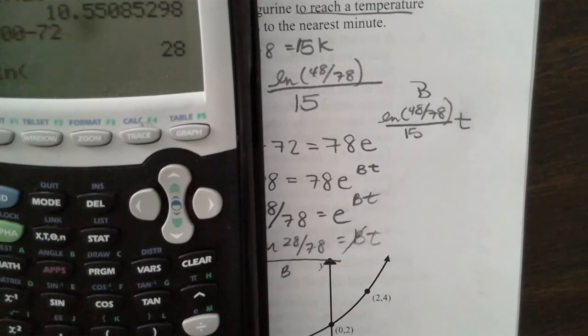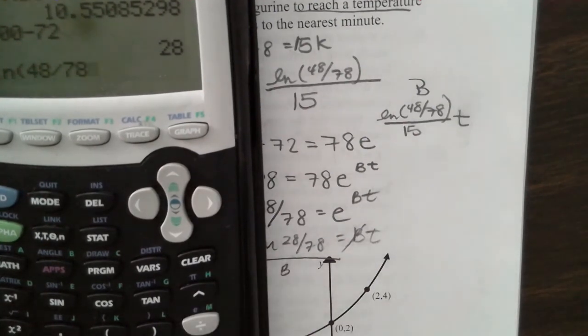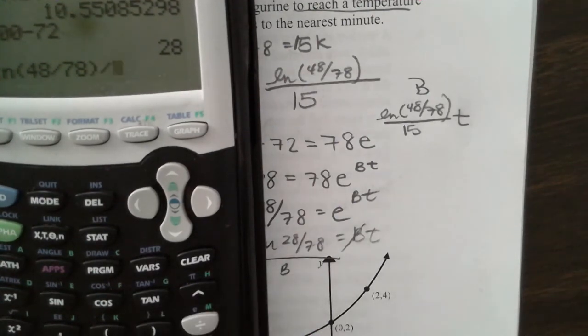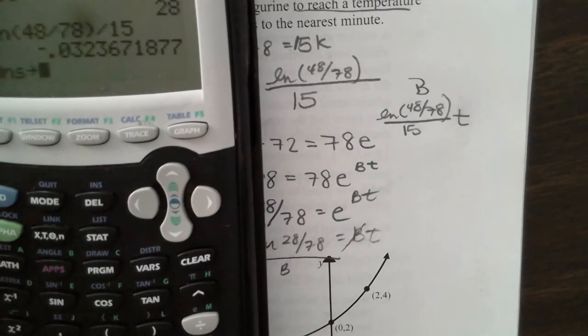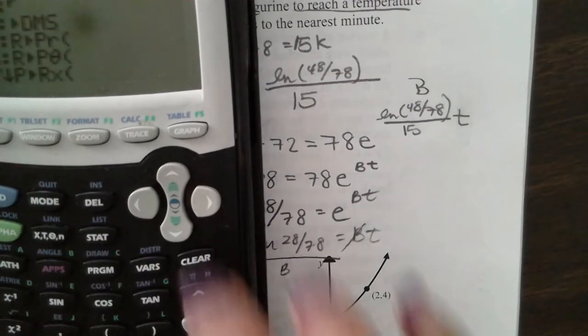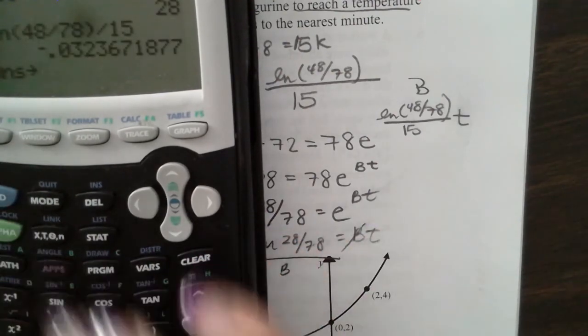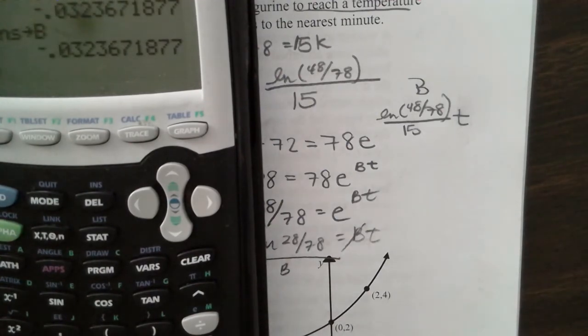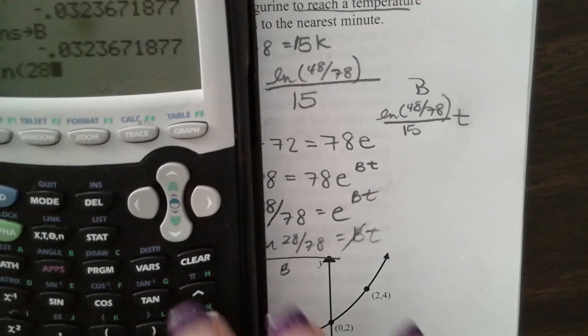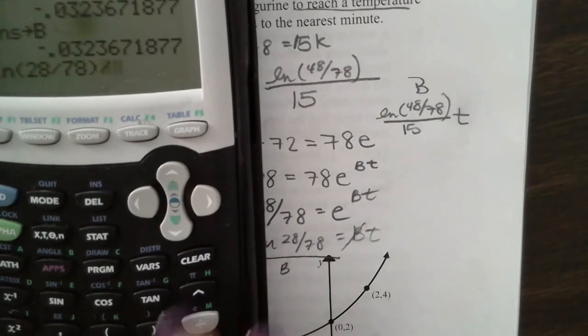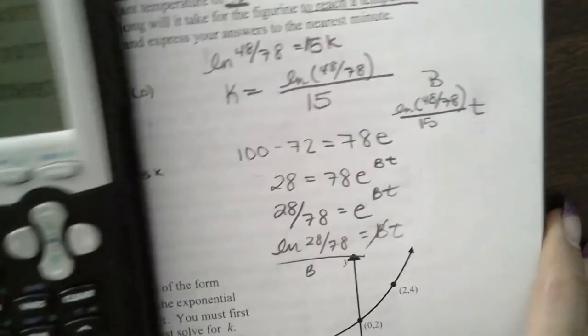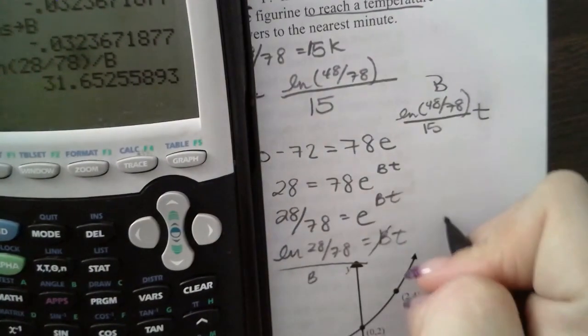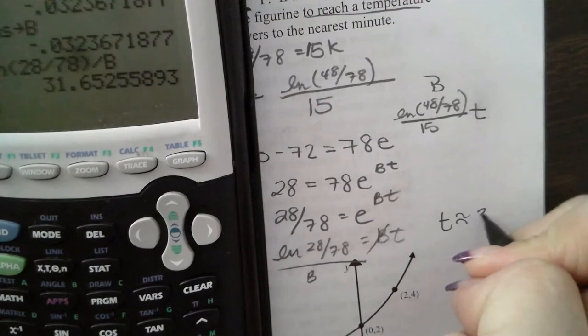So ln 48 divided by 78 divided by 15, enter, store. I'm going to put it in as B. There we go. Okay. Now let me do this. ln 28 divided by 78 divided by B. There we go. Correct answer. So it says express your answers to the nearest minute. So we're going to round this. This is closer to 32 minutes.